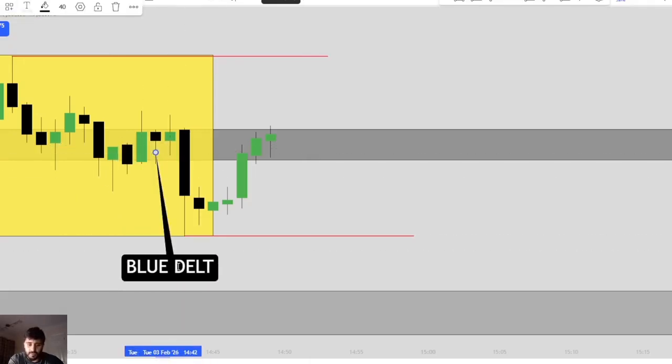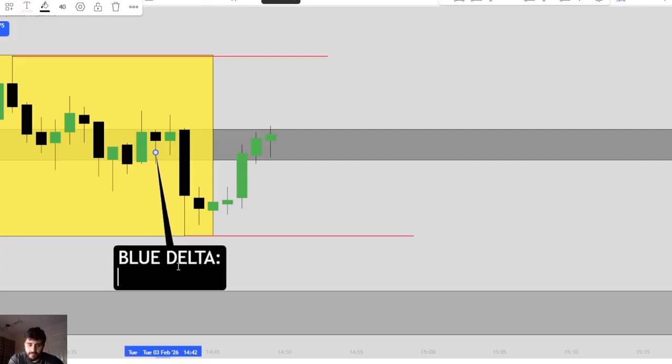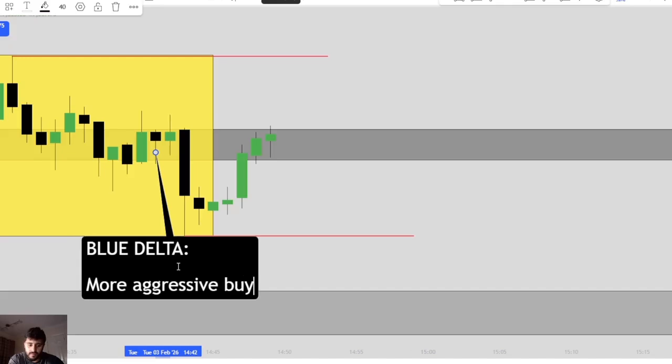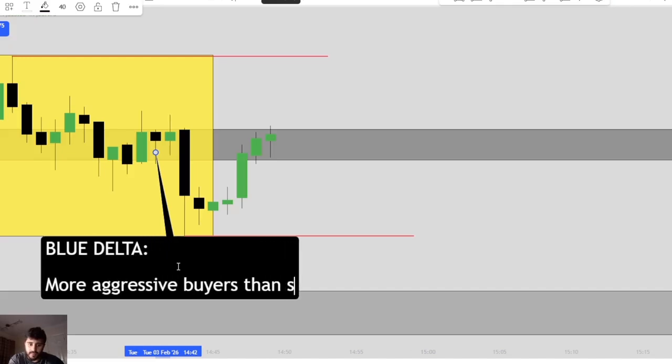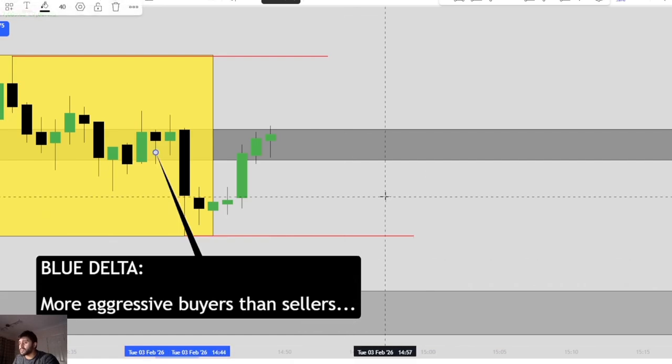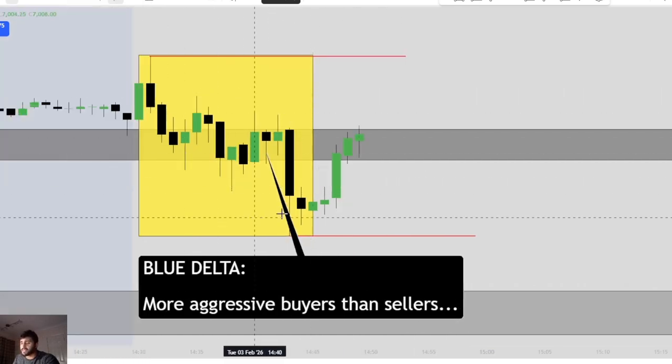Blue delta just means that there are more aggressive buyers than sellers. It's as simple as that. That's what's happening at this key level.